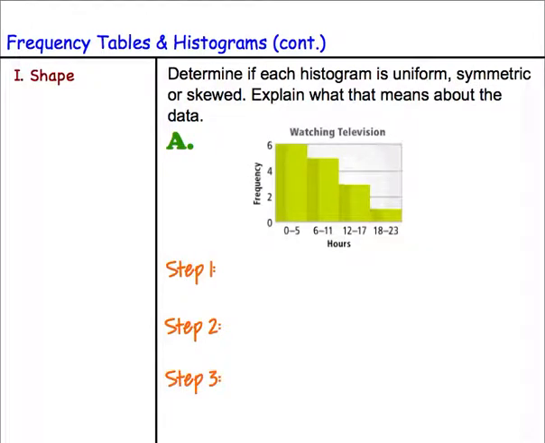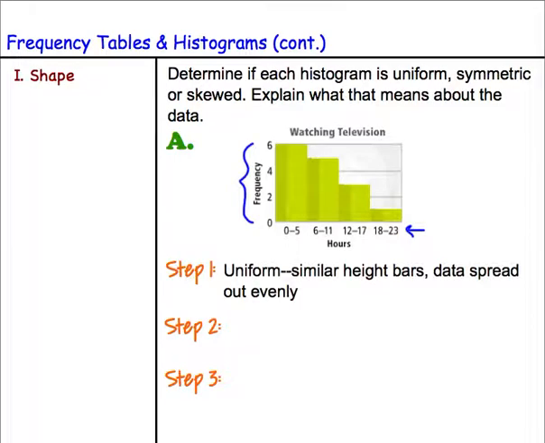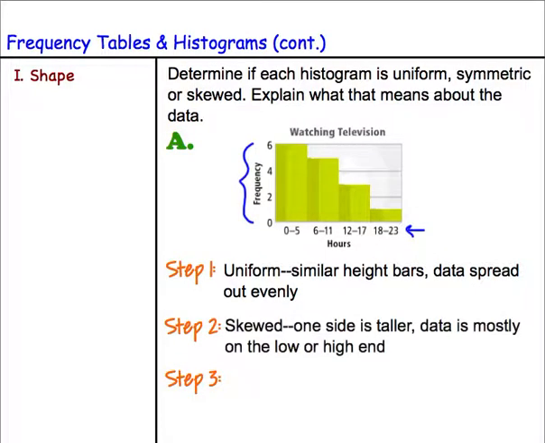So let's first start by talking about how we identify the shape of a histogram and explaining what that means about the data. Here we have this histogram, and you've got your equal intervals, and our frequency over here. If a graph is uniform, you're going to have similar height bars, and it means the data is spread out evenly, which clearly is not the case with this one. If we have a skewed graph, one side is taller and the data is mostly on the lower end. That is what we have here.